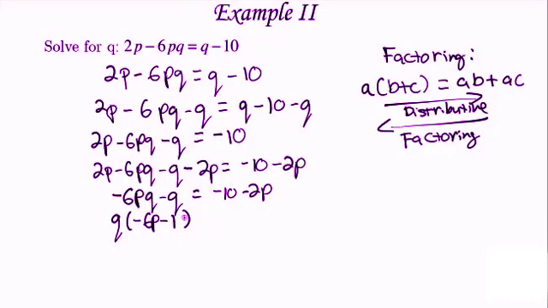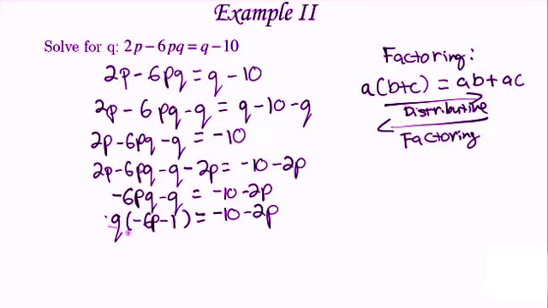The way I can double check to see that I factored correctly is I can use the distributive property to make sure that I get my original term back. So q times negative 6p is negative 6pq. Q times negative 1 is negative q. So I factored correctly, and I'm allowed to do that with this. So negative 10, the right side stays the same. What this has done is allowed me to separate out this q.